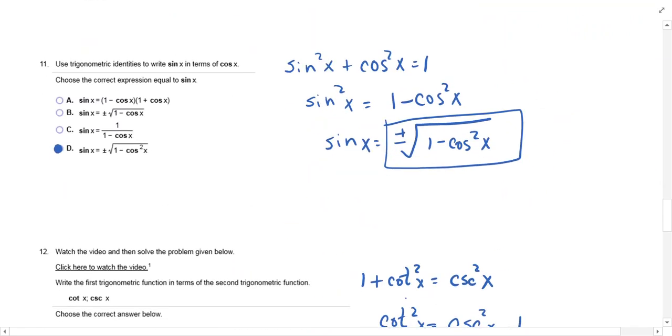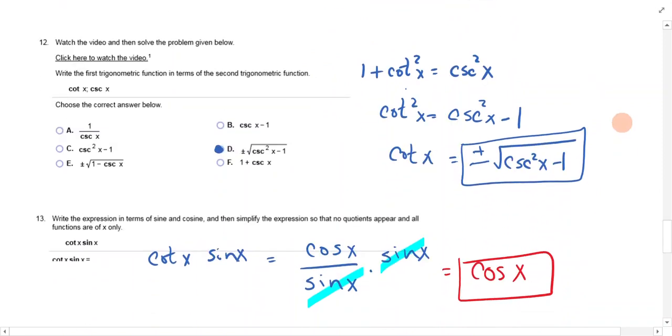11, write sine x in terms of cosine x. So we start out with the identity that has both of them. Sine squared x equals 1 minus cosine squared x. Sine x is plus or minus the square root of that. So we have this last choice.